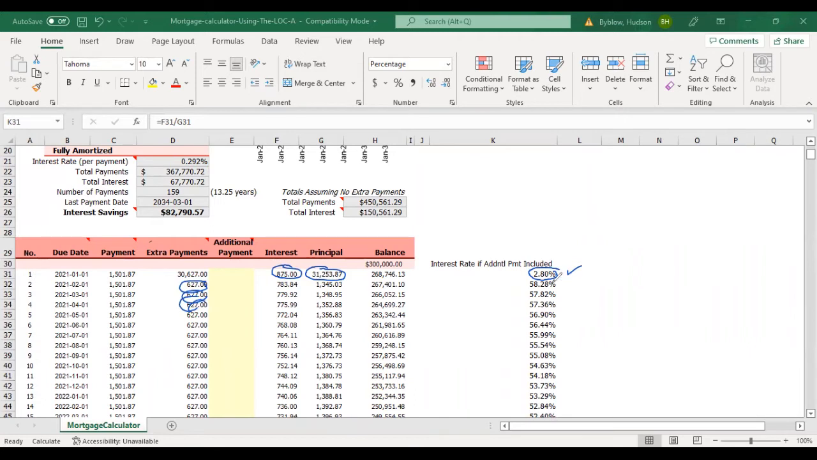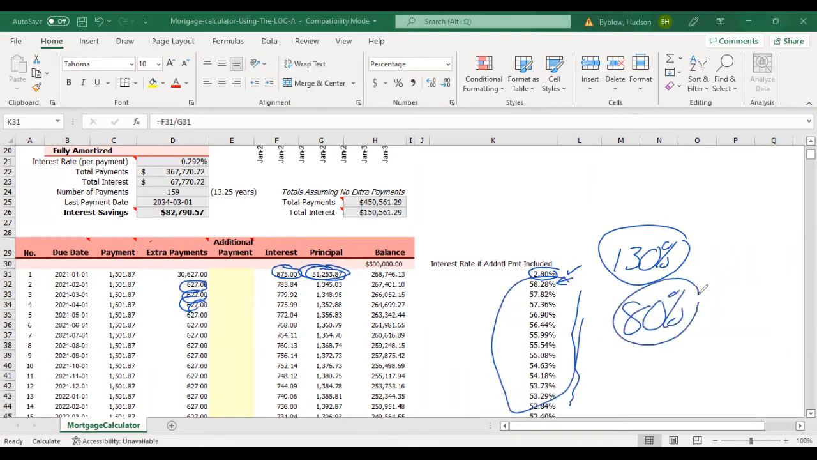Now the rest of it, if I'm just adding 627 every payment, just like the original principal amount, my interest rate after this monstrous payment is only 58%. Remember, before it was like 130%. With no prepayments, it was 130% interest for all of these. So we see we've dropped the interest rate by 80% by having a monstrous prepayment up front.